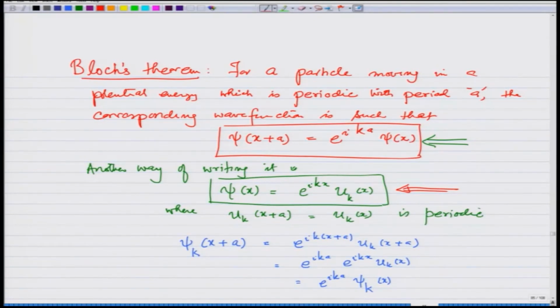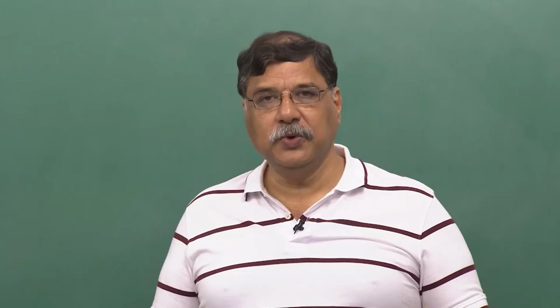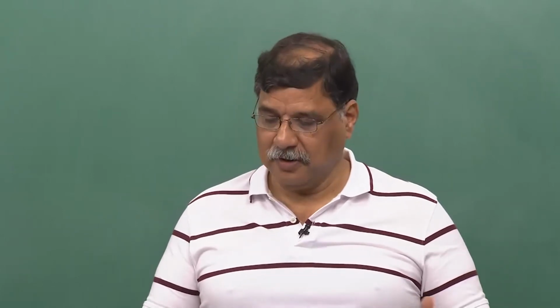This leads to interesting properties. Now, when the wave function, which I am labeling by k, is ψ_k(x) = e^{ikx} u_k(x), if V(x + a) = V(x) is equal to a constant, then I know in that case the particle is free and the wave function ψ_k(x) is e^{ikx}, and u_k(x), therefore, in that case is 1. So, as the potential is increased, it becomes non-constant but remains periodic, you get this u_k, which is different from that constant or 1.